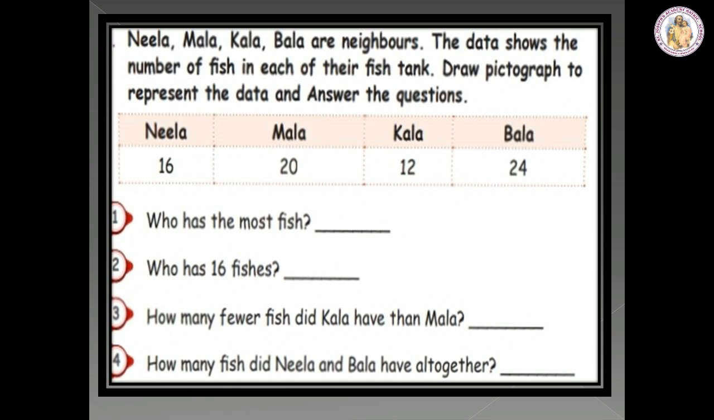The last one, how many fish did Neela and Bala have altogether? Neela has 16 and Bala has 24. So totally it is 40 fish.